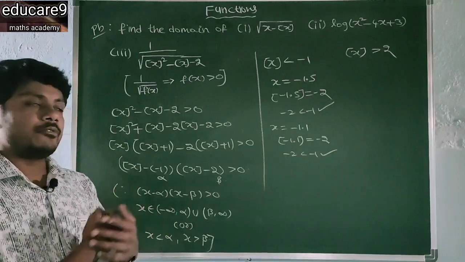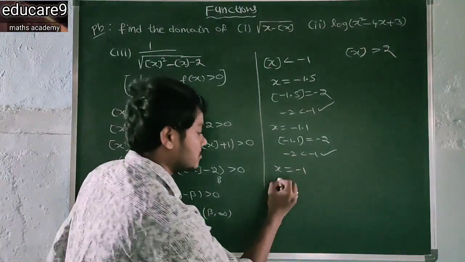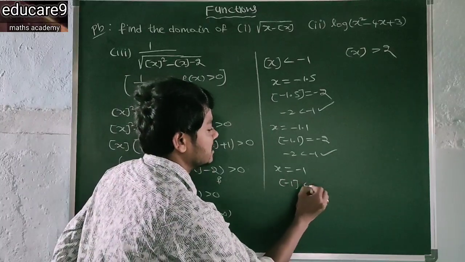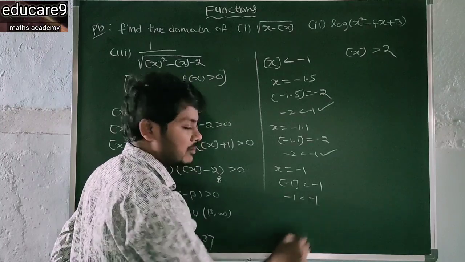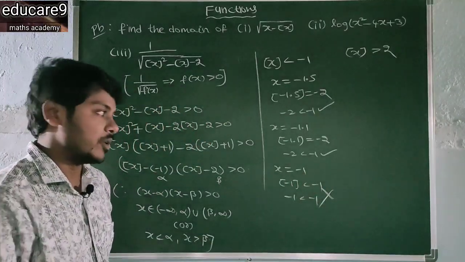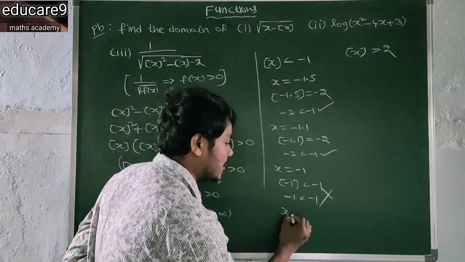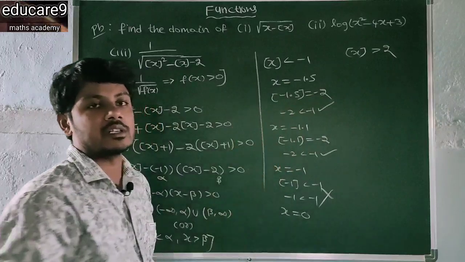For example, if x is equal to minus 1, step of minus 1 is less than minus 1. What is step of minus 1? Minus 1 is less than minus 1. So this is not satisfied. For example, x is equal to 0. 0 is less than 0. That is also not satisfied.